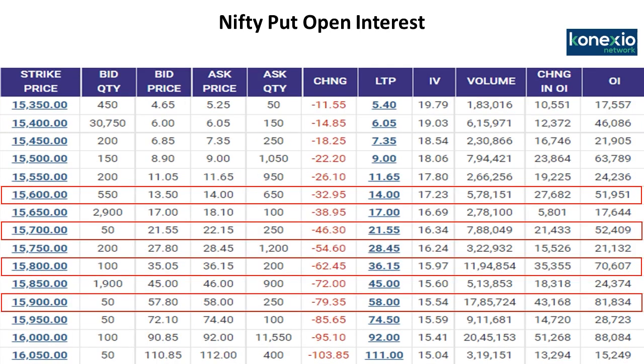Now let us see what we observed in Nifty puts. In Nifty puts, the action was seen in 15,900 puts, then 15,800 puts, 15,700 puts, and 15,600 puts. There, you can see there has been a rise in volumes, a rise in open interest, a drop in option premium, and the implied volatility is slightly higher.